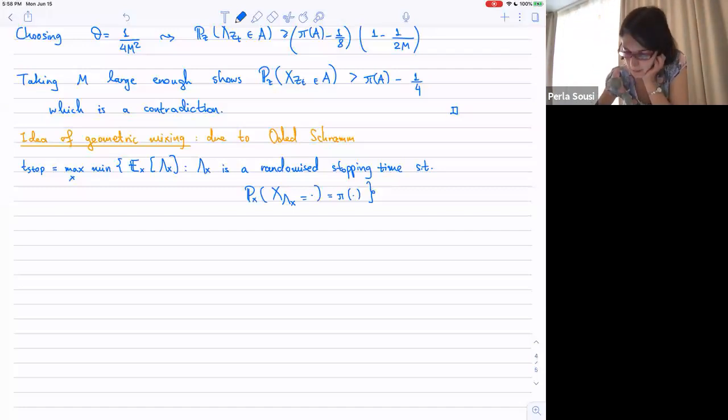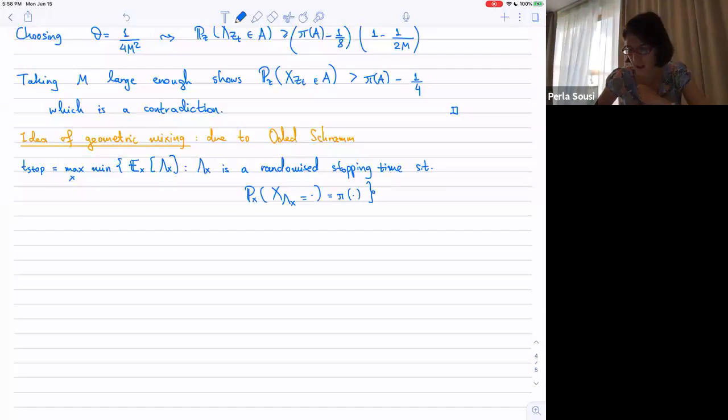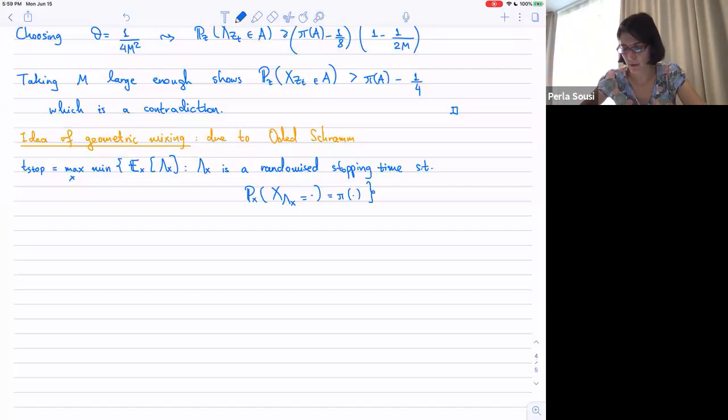So first of all, what do I mean by randomized stopping time? Everybody knows what a stopping time for the Markov chain is. It means that the event lambda x less than or equal to t is in the filtration generated by the Markov chain X, is in Ft. Now, when I say randomized, I just mean that this filtration is enlarged. It could include extra additional randomness. Lambda x might also involve some extra uniform random variables, and of course, it is a stopping time with respect to X as well.